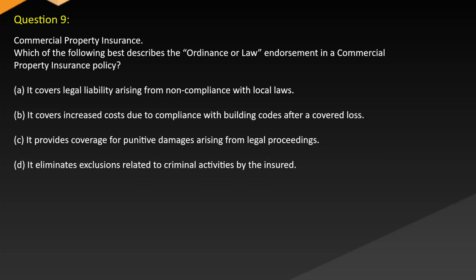Question 9. Commercial property insurance. Which of the following best describes the ordinance or law endorsement in a commercial property insurance policy? A. It covers legal liability arising from non-compliance with local laws. B. It covers increased costs due to compliance with building codes after a covered loss. C. It provides coverage for punitive damages arising from legal proceedings. D. It eliminates exclusions related to criminal activities by the insured.